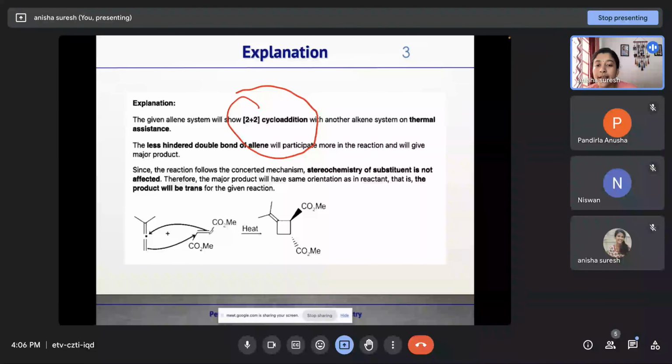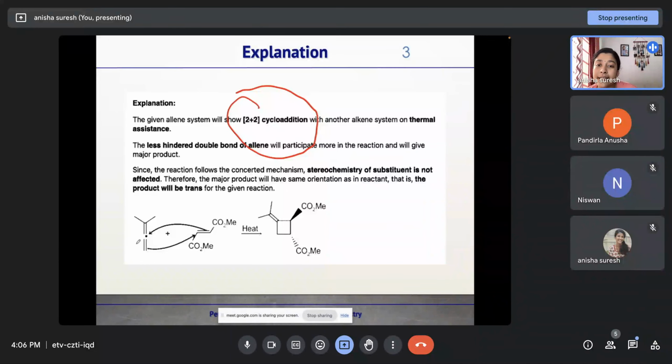So this is a trans system. So the product that we will get is trans. This is a trans system. So the product that we get is trans. We have seen that there will be a suprafacial kind of overlap between the orbitals. So hence whatever the geometry of the alkene is, it will be maintained in the product.